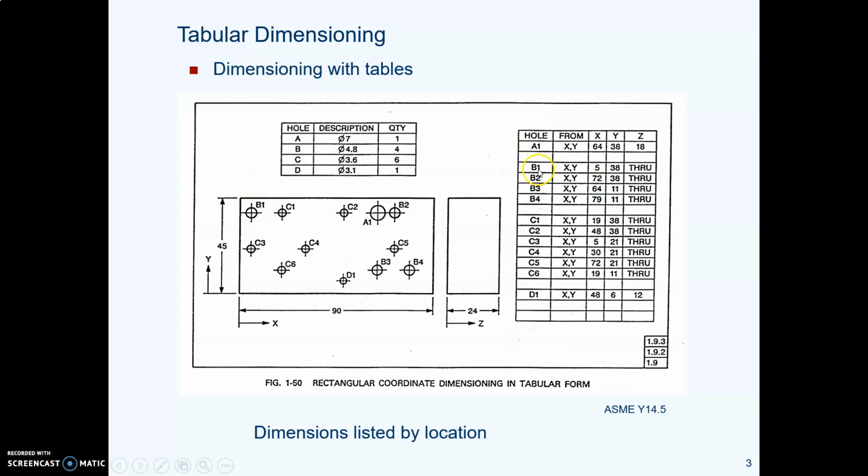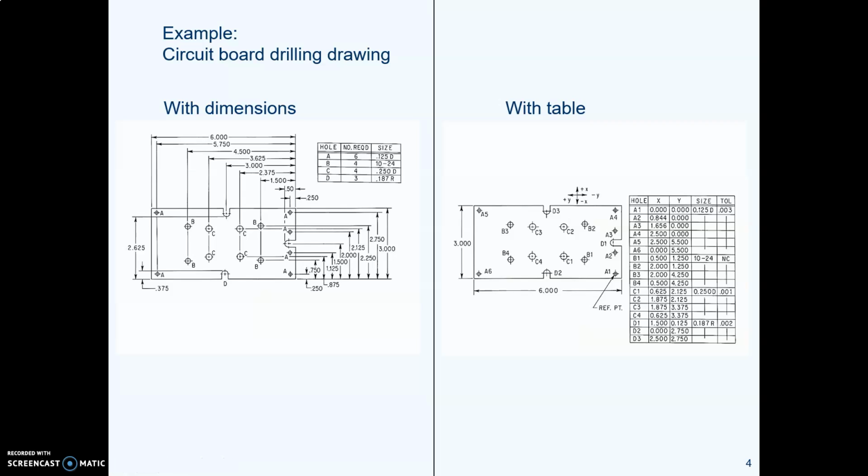Now looking in the table, B1 has an X distance of 5 millimeters and a Y distance of 38 millimeters. And then if you want to know what diameter it is, you look at this other table, and according to this table, all of the holes that are labeled B, B1, B2, B3, B4, they all have a diameter of 4.8 millimeters. And instead of saying 4x, they have a column in their table that says quantity 4. So that's one way to approach Swiss cheese, a whole bunch of holes.